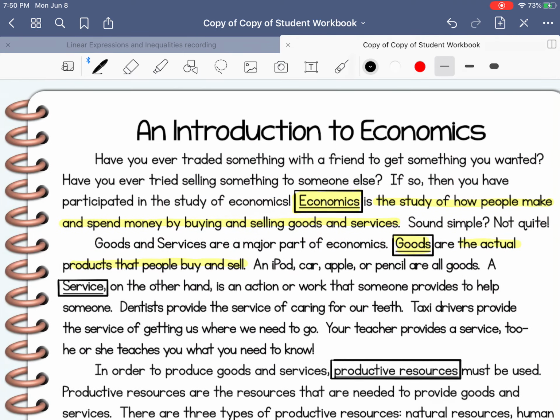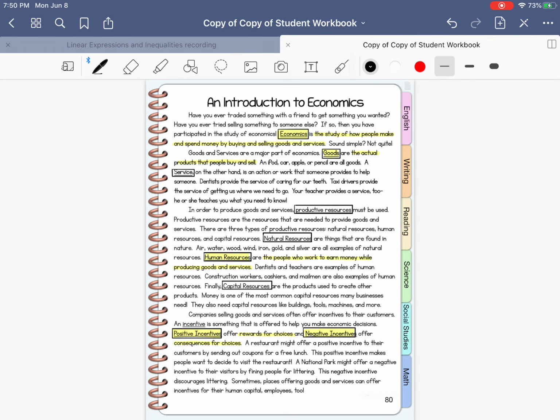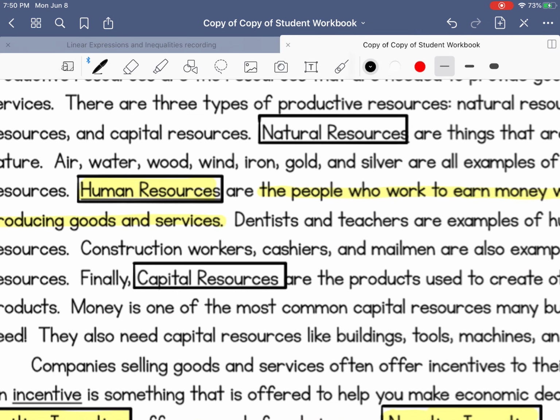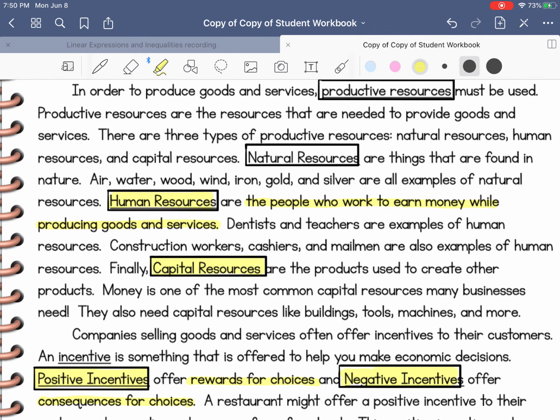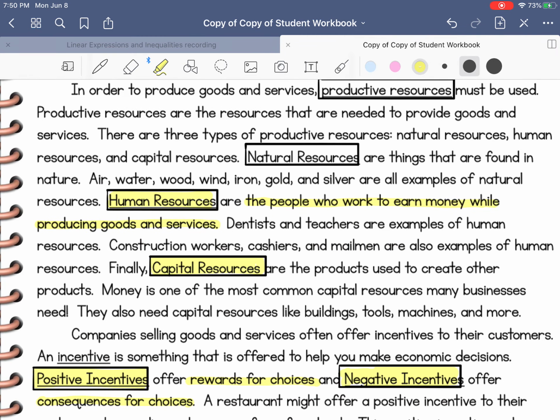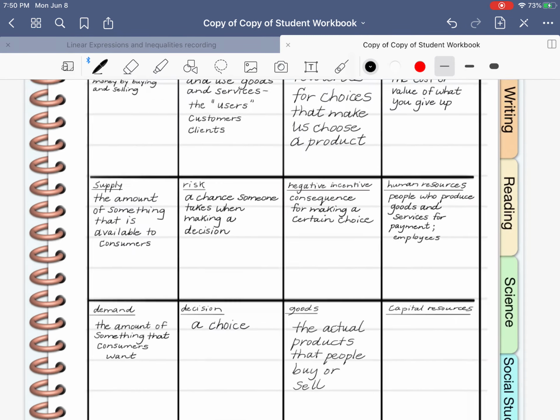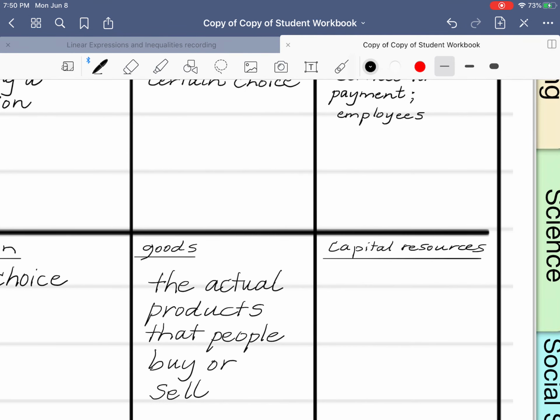Capital resources. Anytime I see capital, I think of money. Unless it's a CAPITOL, and then I think of Congress. Capital resources are the products used to create other products. Money is probably the biggest one. You have to have money to make money. You may have heard that.